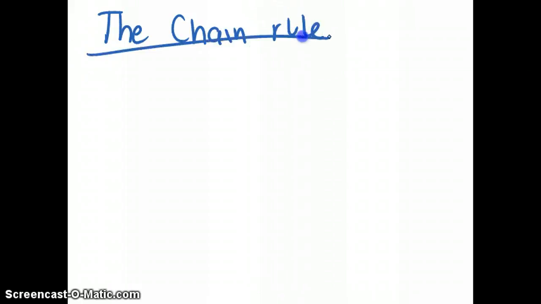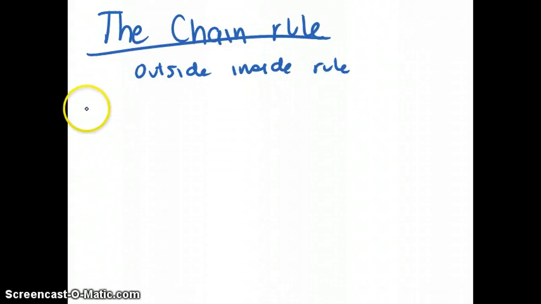So today we're learning about the chain rule. It can also be called the outside-inside rule because of the way you think about it. So we're basically saying you're finding the derivative of a composite function.